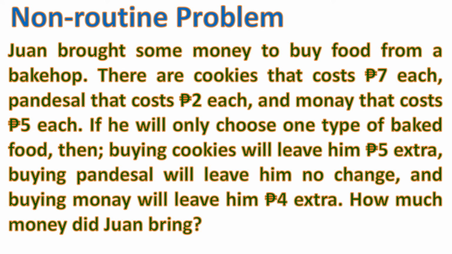So this is going to be a harder problem compared to the previous two non-routine problems because the remainder is different for each amount, unlike the previous ones that had the same remainder, which is 2 and 1. Now here it's remainder 5, remainder 0, remainder 4. And how are we going to find the amount that one brought?